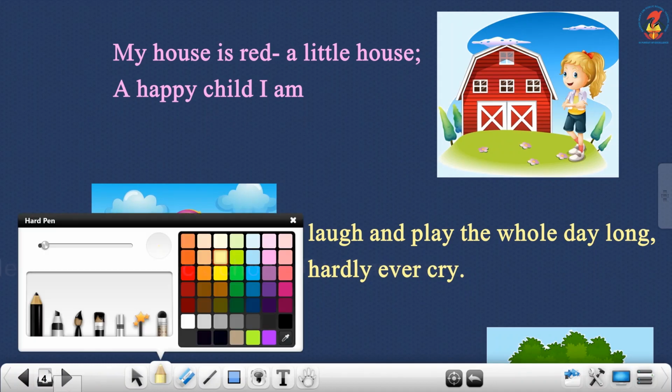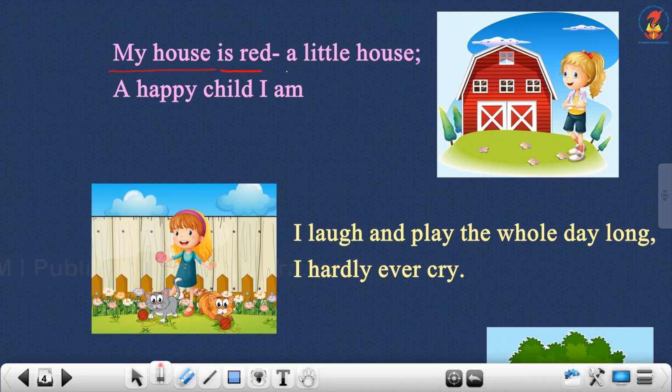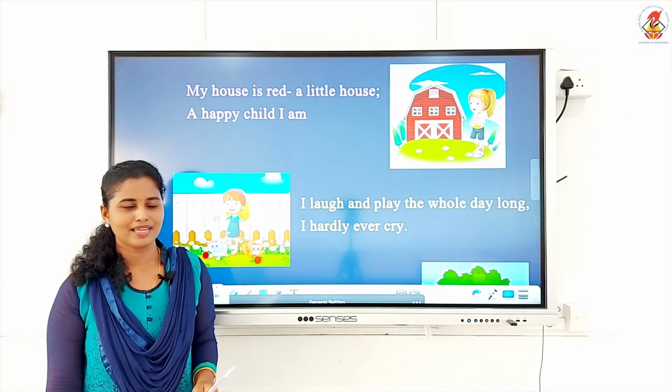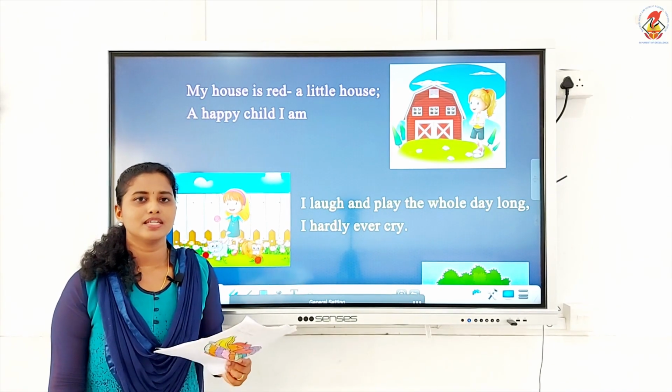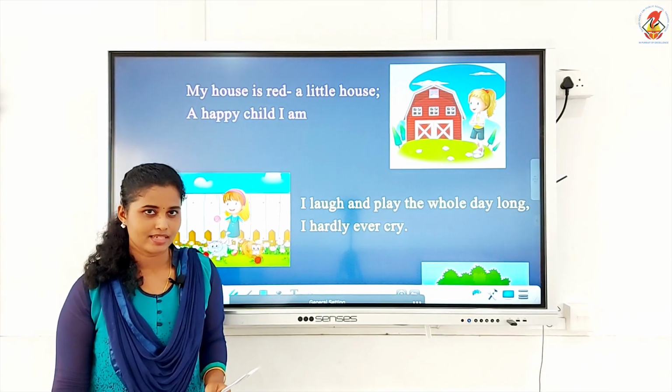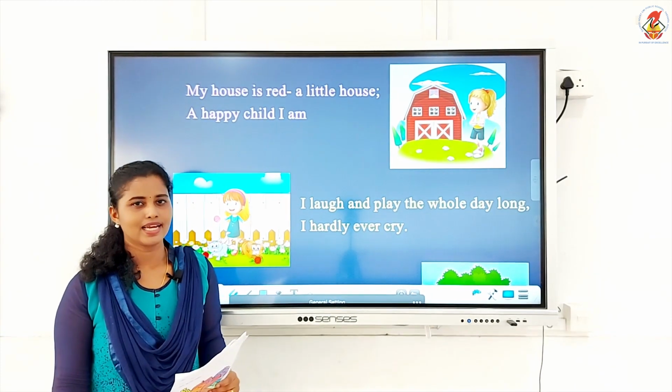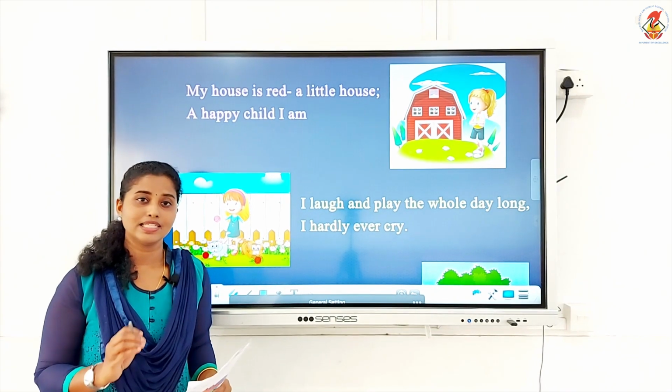So, the first 2 lines. My house is red, a little house, a happy child I am. So, the child in the poem is telling that she is living in a little red house and a happy child I am. She is telling she always remains happy. So the narrator of the poem is meant to be a child. So she is telling that she is living in a little red house.